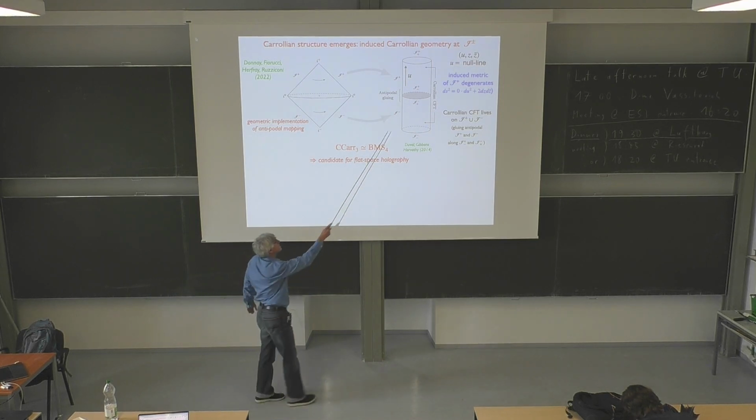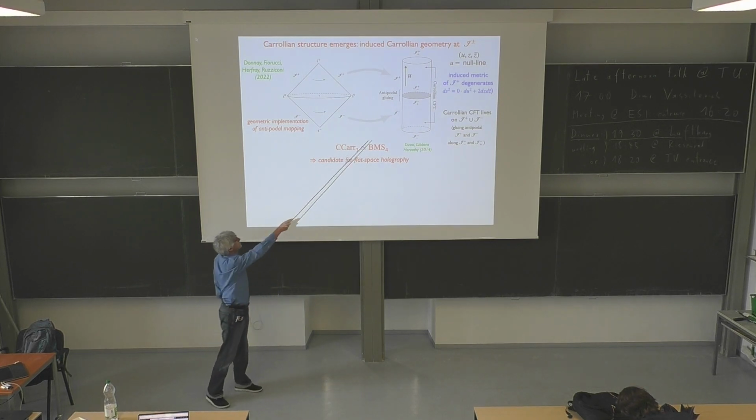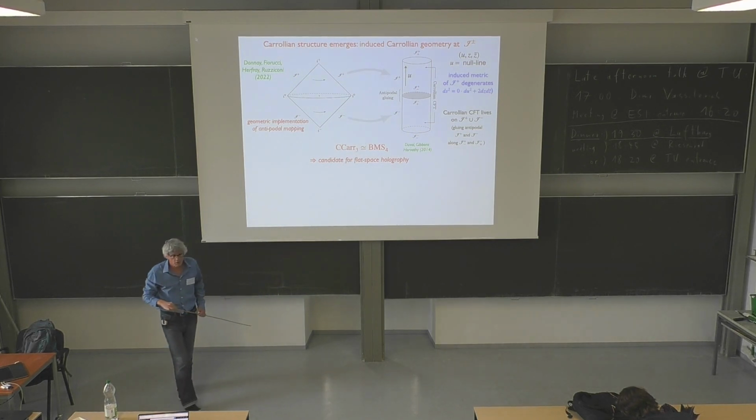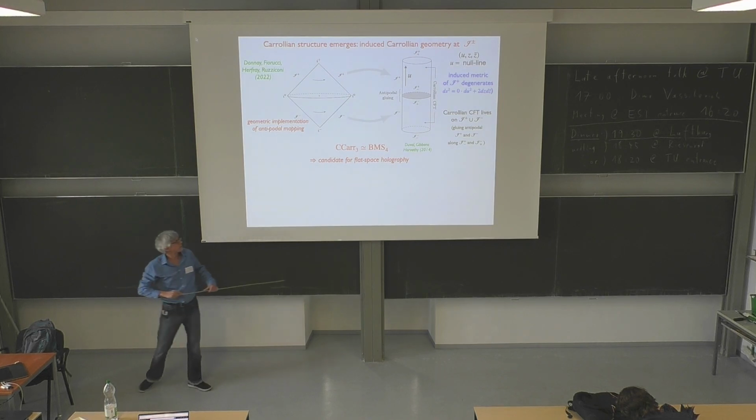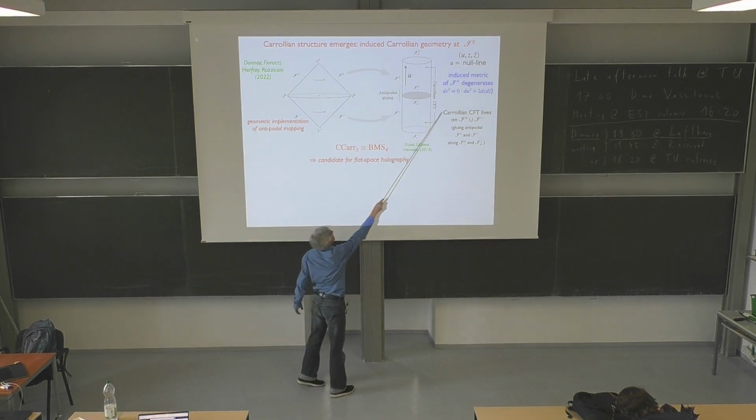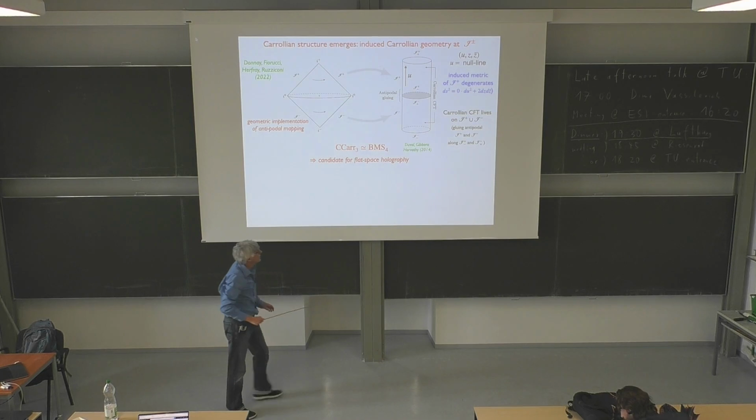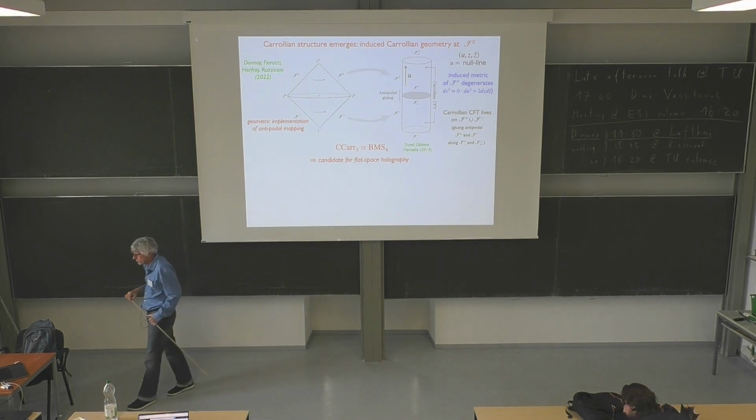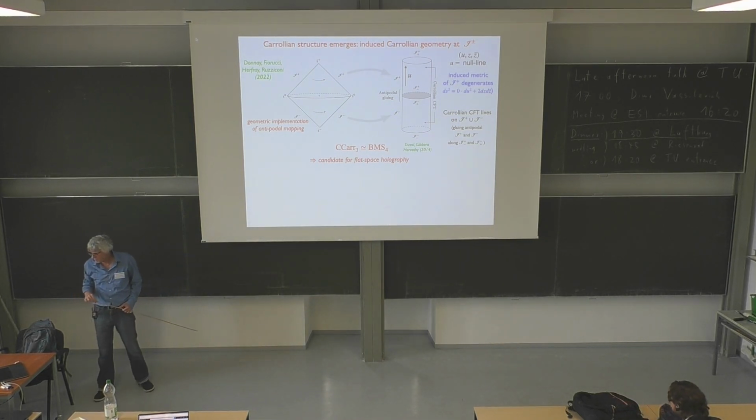But the U is a null line, and therefore the induced metric on this Scri plus degenerates. So it takes the form of a Carrollian geometry. And so we have an induced Carrollian geometry at Scri plus minus.